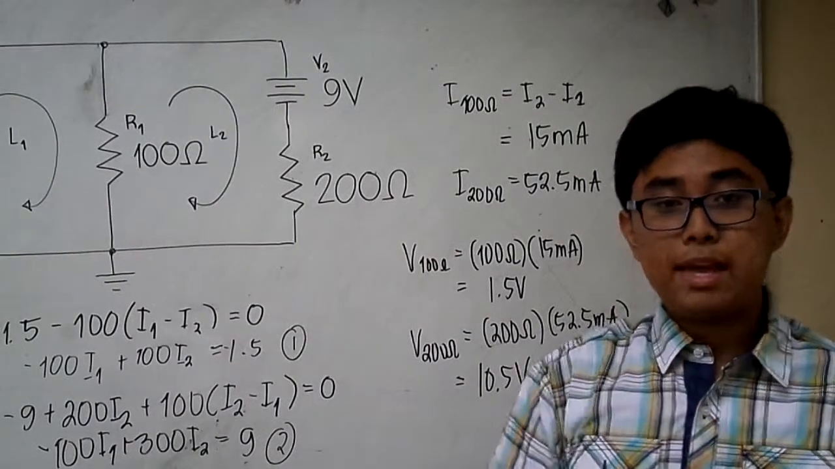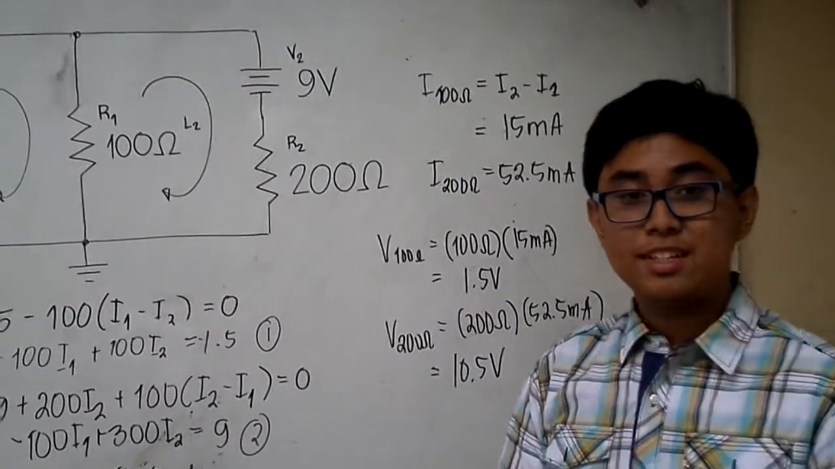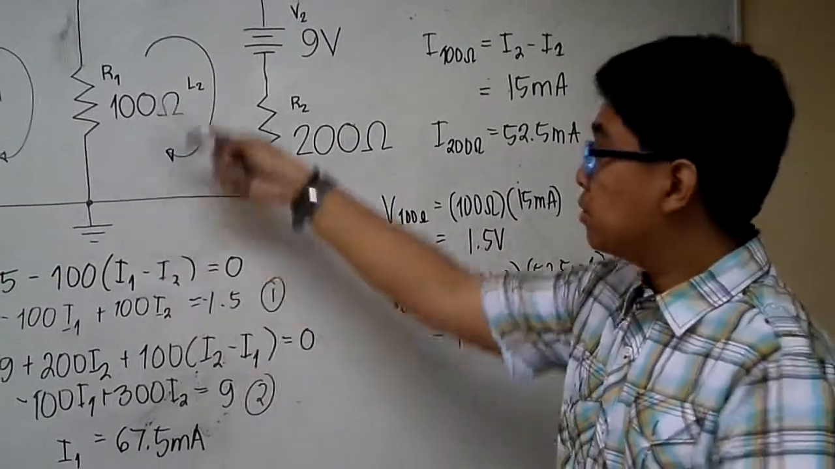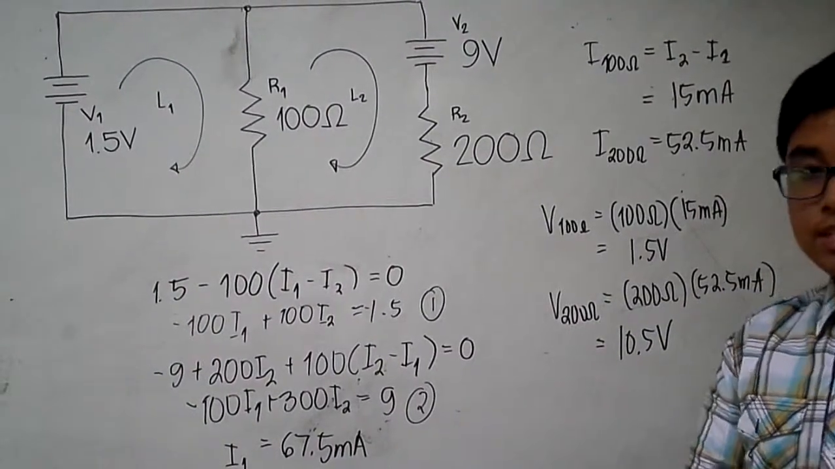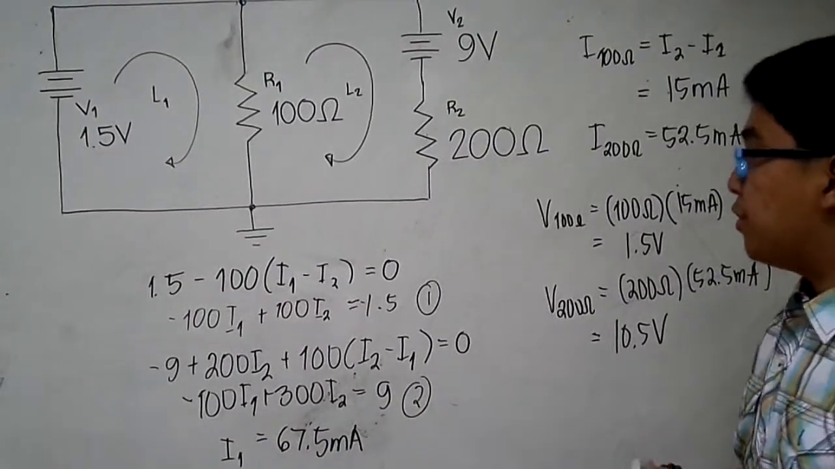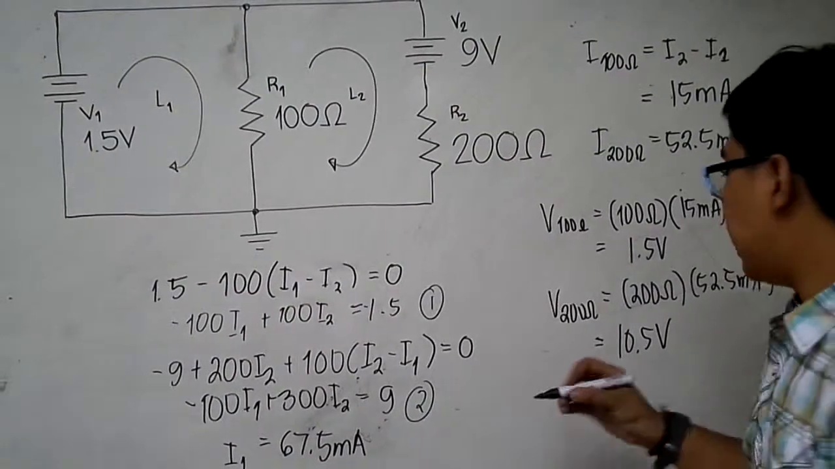And again, applying KCL at either of the two nodes, above or below, will give the current passing through the 1.5 volt DC source equal to 52.5 milliamperes.